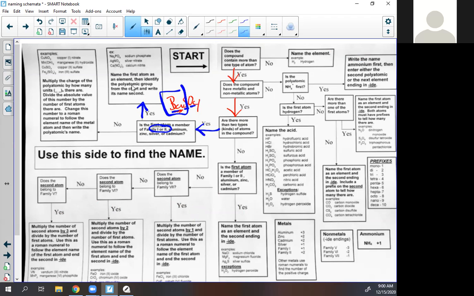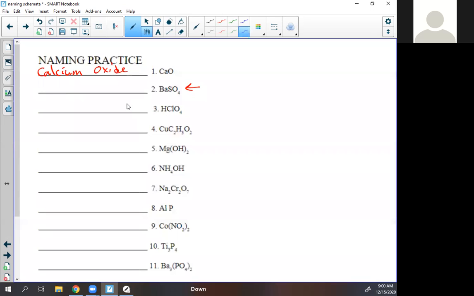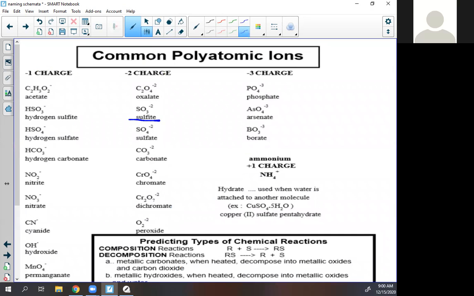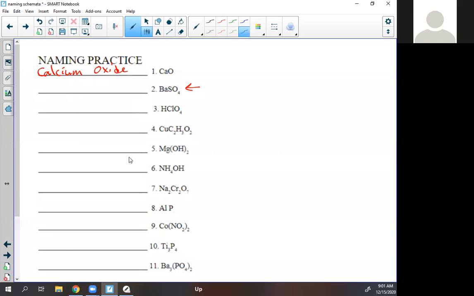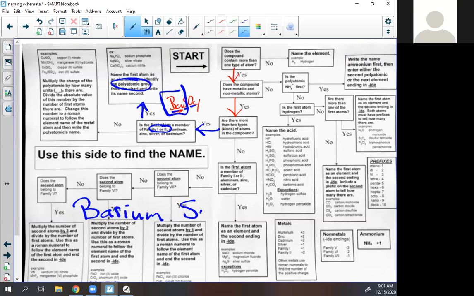Okay, so this is the same idea. It says name the first atom as an element. So we'll say barium. And then you name the polyatomic ion group. So we just put barium and then we find the name of SO4 is right here. So barium sulfate. Okay, not awful, I hope.